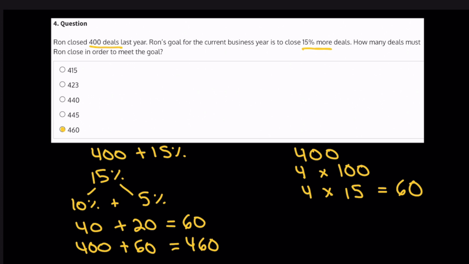Now that's our 15%. So we're going to go ahead and add that to 400. And we get the same answer that we got in our first method.